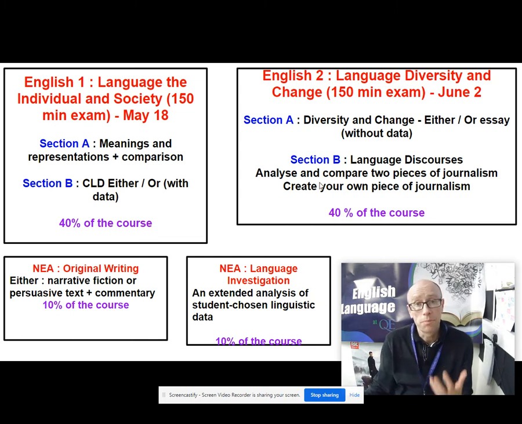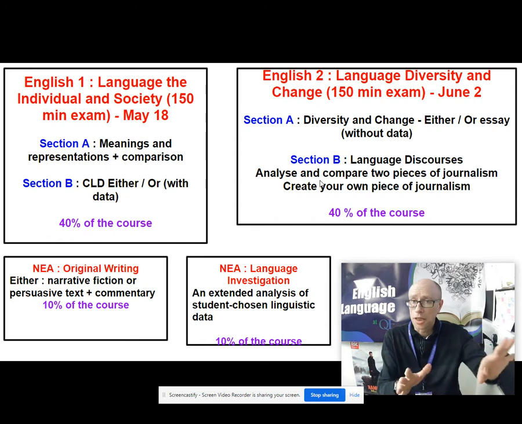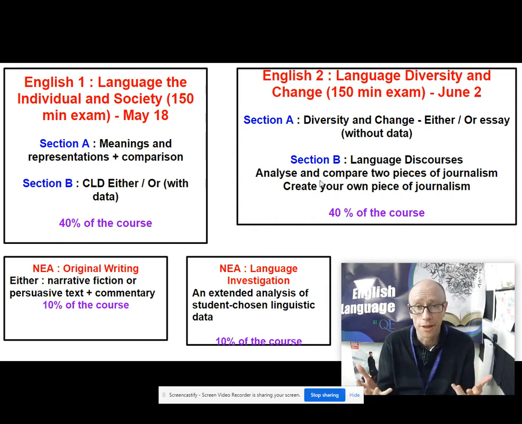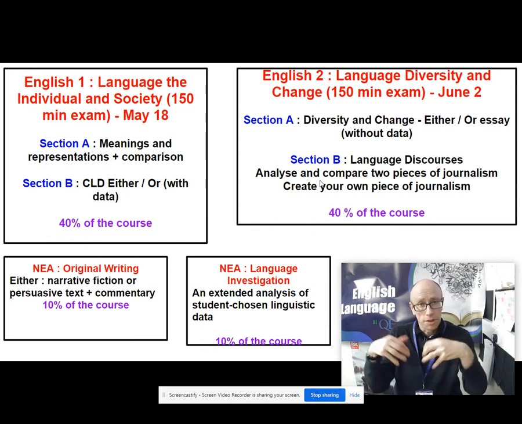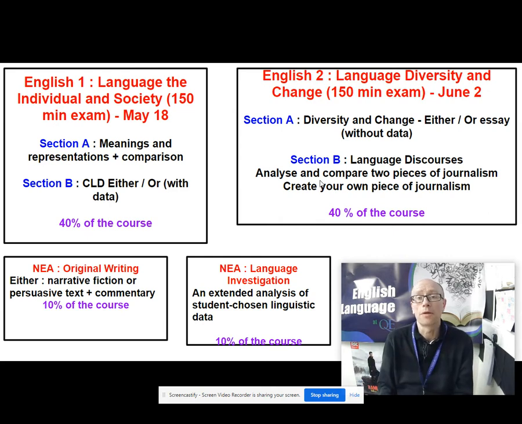But then in section B, you've got your language discourses. Now this is where you get thrown at you two pieces of journalism on a similar topic, similar linguistic topic. And what you have to do in the exam is to spend an hour analysing and comparing those two pieces of language. So how are the journalists using language in order to try and make you think and feel in certain ways? How are they shaping your responses?